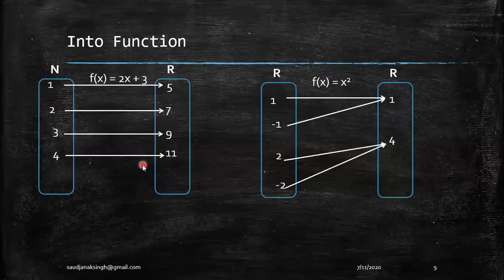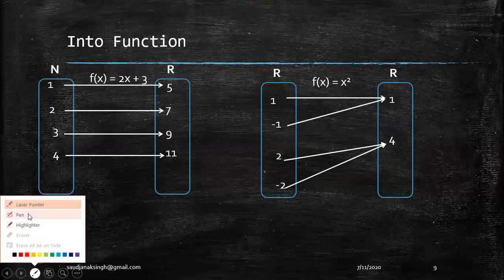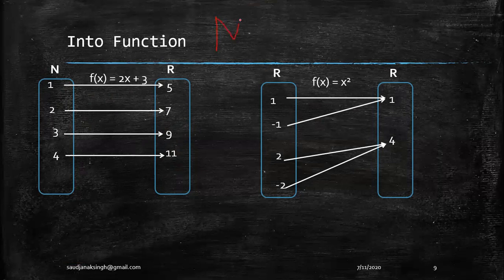Now, third is the into function. Up to this is the onto. Here is onto only, and this one also is many to one, but it is onto. This is the function from natural number to real number. Natural number means the counting numbers. These are 1, 2, 3, 4, 5, and so on.